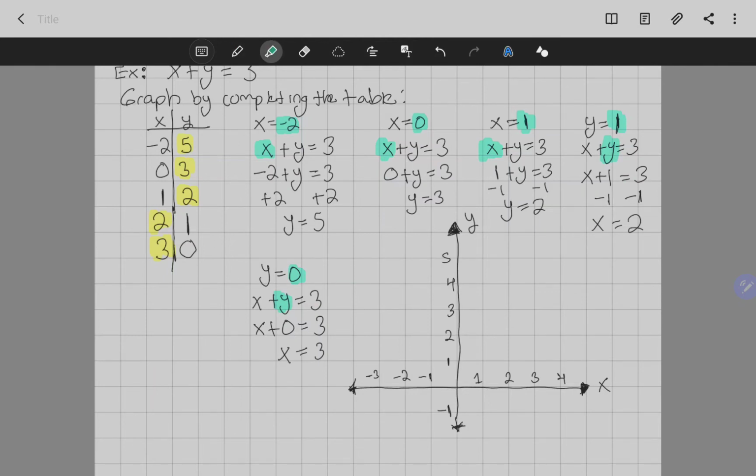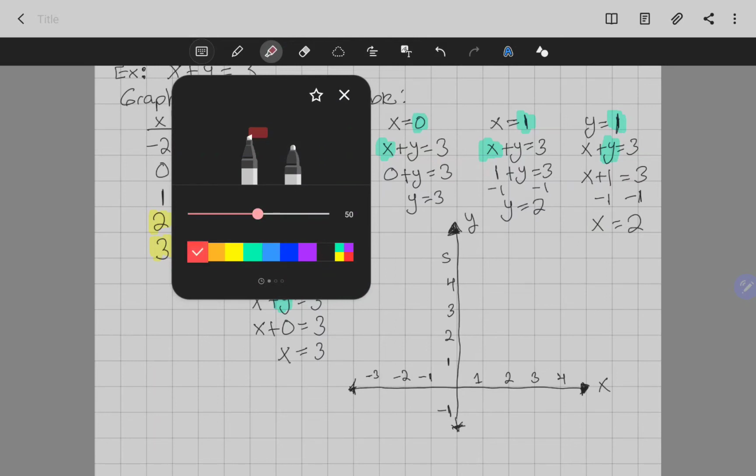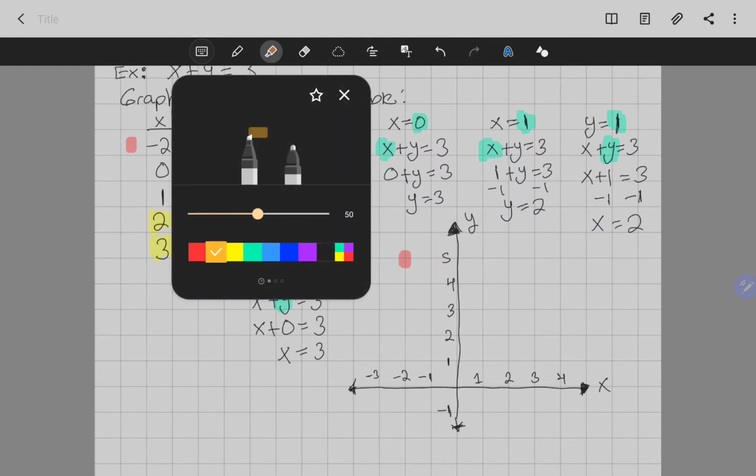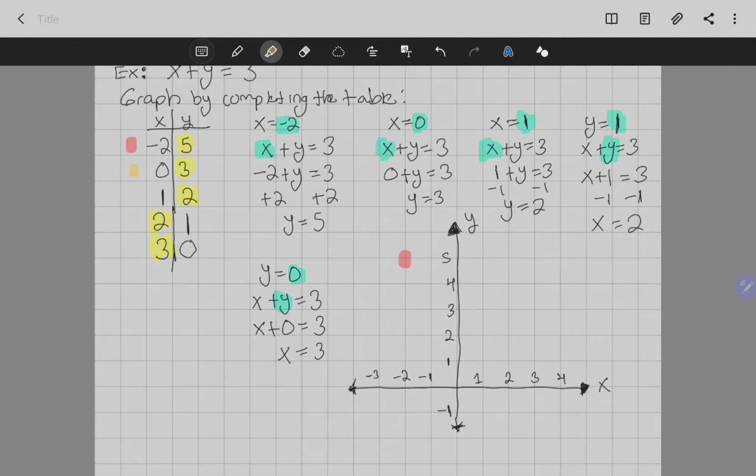We're going to look at the first point. And I'm going to make this red. So we're going to make this little point pink actually. So it says negative 2, 5. So I go to negative 2 and I go all the way to 5. So I go to negative 2, I go up to 5, and there it is. My first point. Let's make the second one orange. So I'm going to go to 0, 3. So I go 0. I don't move left or right because it's 0, but I go up 3. So there it is.